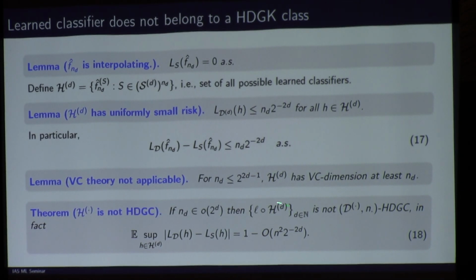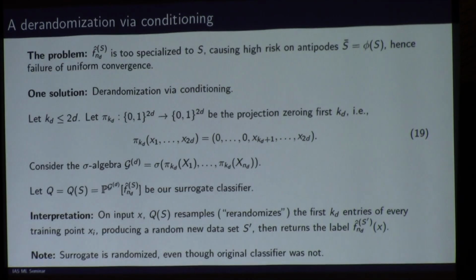The loss class, the generalization on these functions, is going to determine your risk. This thing is not high-dimensional Glivenko-Cantelli. So in particular, this expected supremum over the achievable hypotheses is going to be vacuously large. It's going to be almost one. So we've constructed this to make it look just like their example, but we can prove things about it, right? So let's de-randomize it.